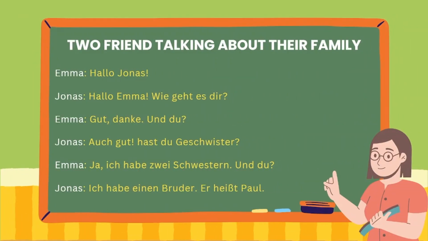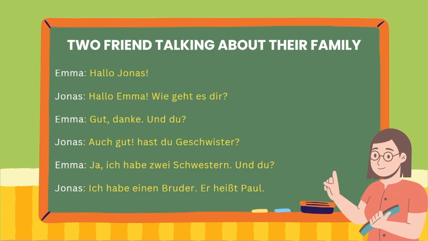So the next one is to teach you. We have prepared a small talk between two friends. They are called Emma and Johannes. In English, you can call this Johannes, but in German, it has the sound of Y. So Emma and Johannes. So let's start a small talk.